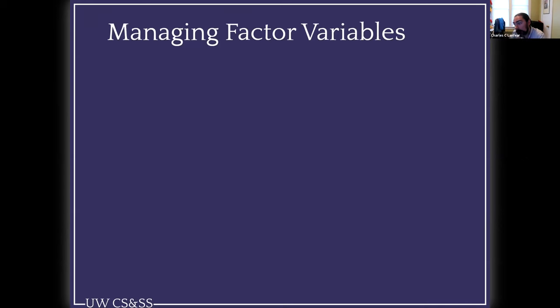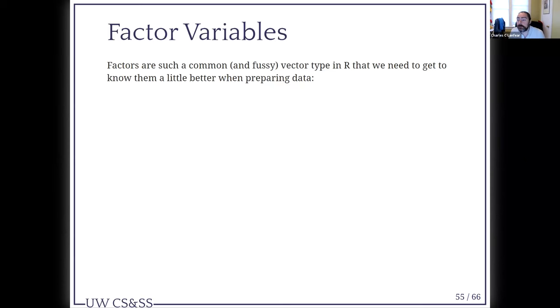So the last thing I'm going to talk about in the last 5-7 minutes here is how do we manage factor variables to reorder our plots and our models. So, okay. Factors, as I've said before, are a common but kind of fussy data type in R. If we want to do things like reorder legends and things in our plots, we need to know how to work with factors. They're kind of a pain.